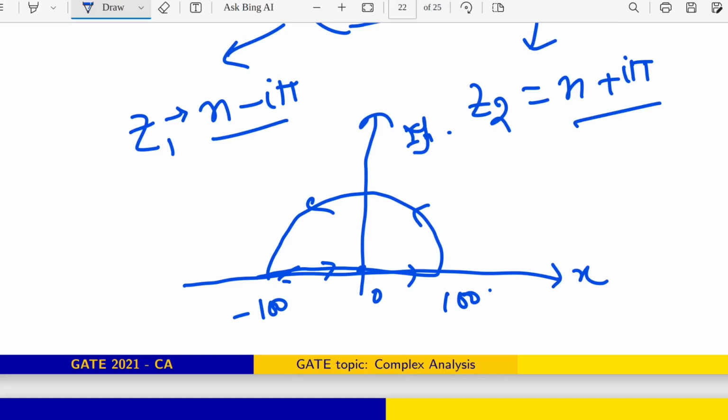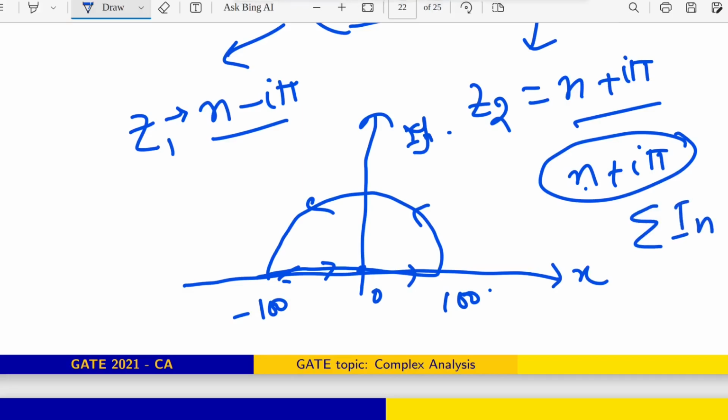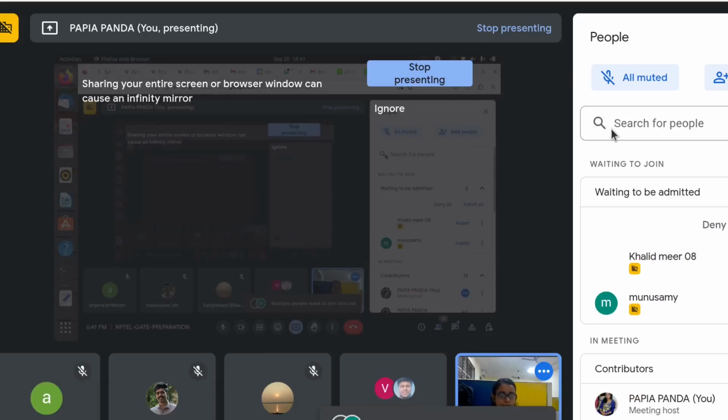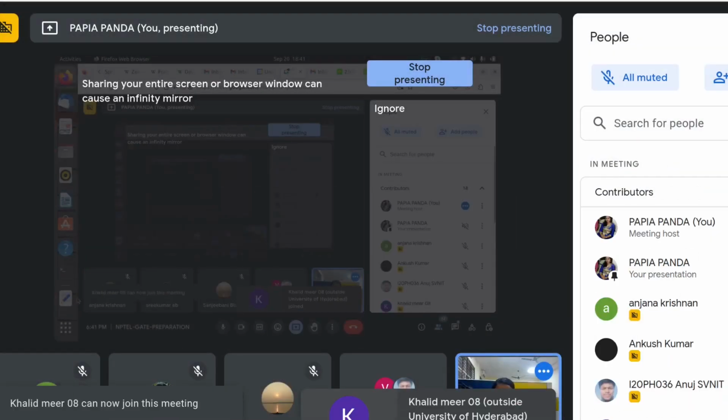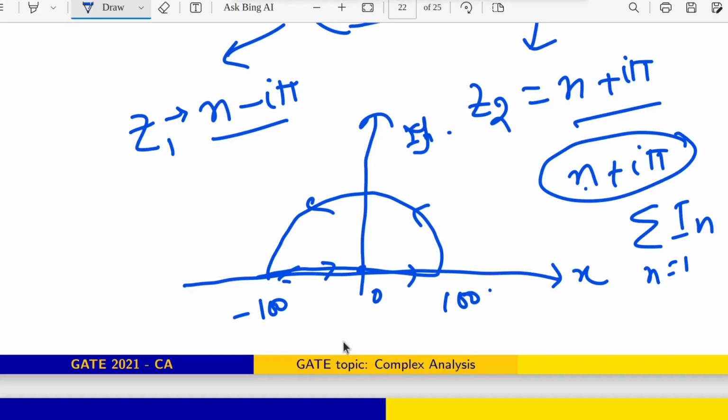First of all, just see this one, n plus i pi. n is an integer, right? So n is an integer as well as a positive integer. Also, whatever they are asking about I_n, it is n equals 1 to 5. That means it is obviously a positive integer, right? So n is a positive integer.